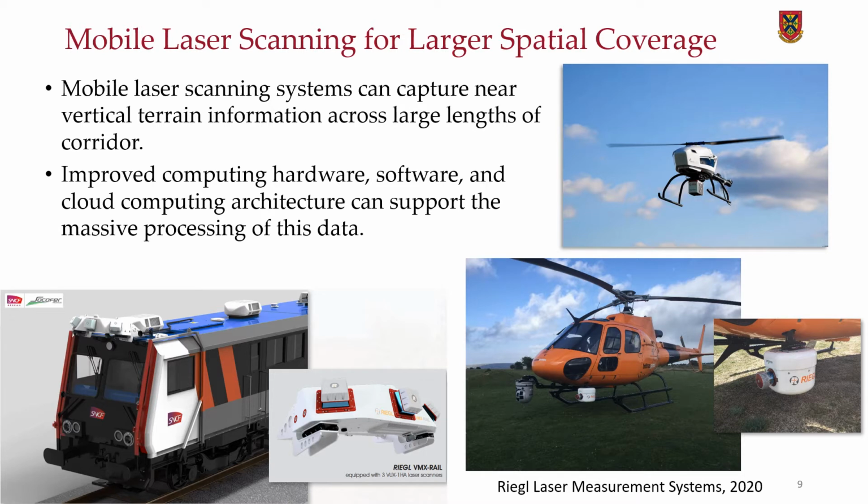Here we see various Riegl laser measurement systems mounted on a UAV, helicopter, and a train. The usage of these mobile laser scanning systems has been demonstrated in England, where they monitored over 20 kilometers of coastal cliffs.